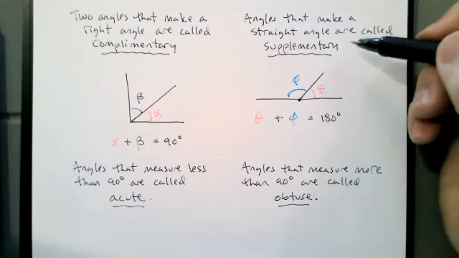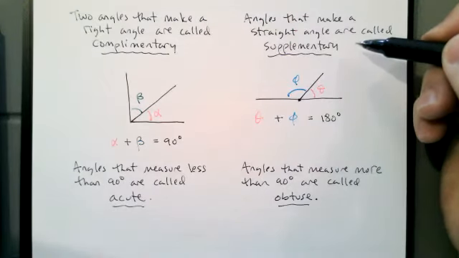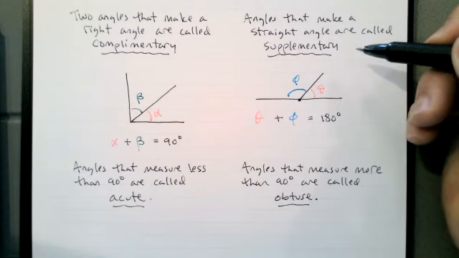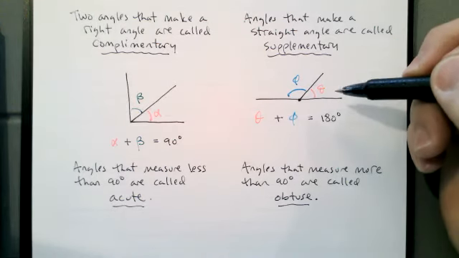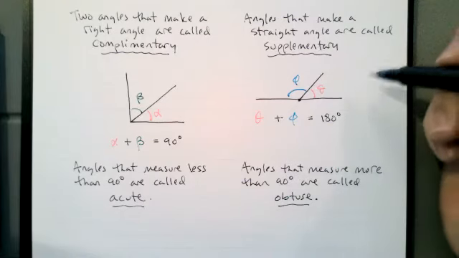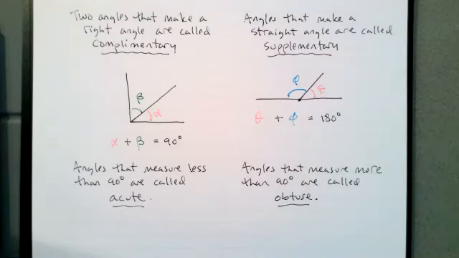Also, when we talk about things like supplementary angles, we could have more than two angles to make supplementary angles. So if we have alpha, beta, and gamma all add up to 180 degrees, we would say alpha, beta, and gamma are supplementary. So we will often do that as well. Any questions? Comments?